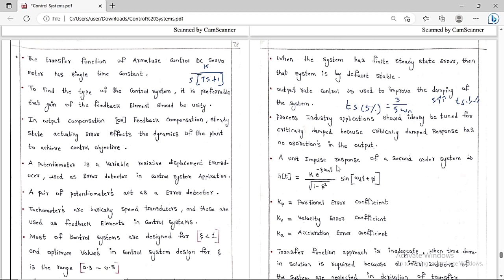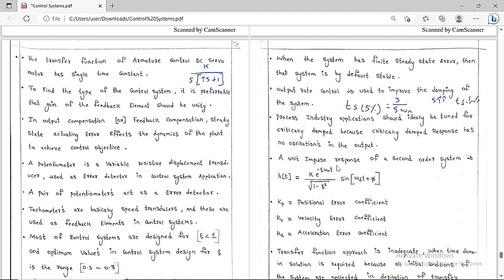So finally I can say the process industry applications should ideally be tuned for the critically damped response, because a critically damped response has no oscillations in the output.